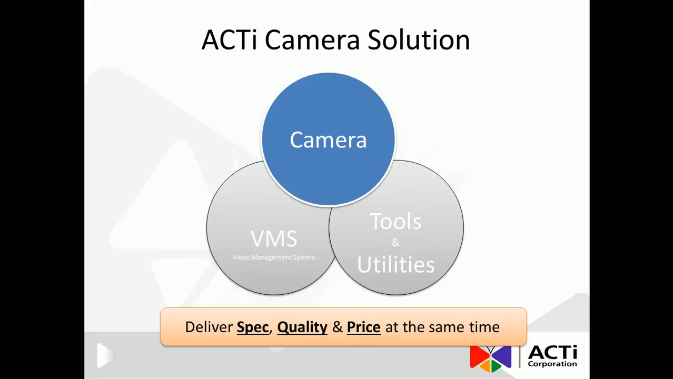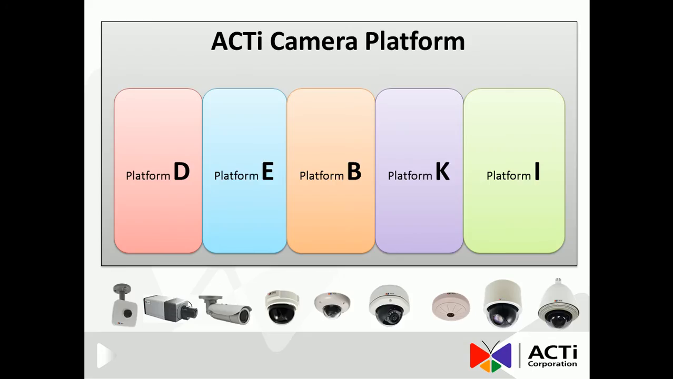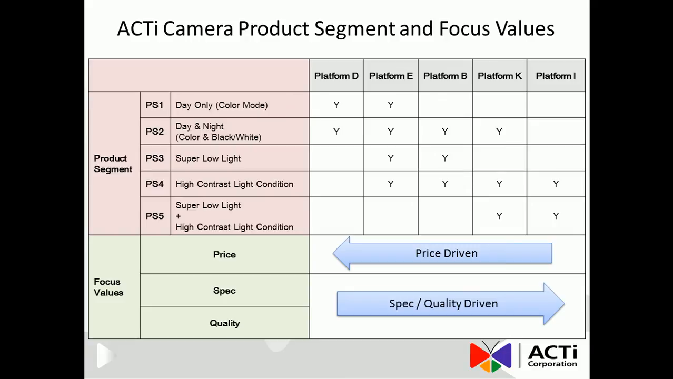Let's take a look at the camera first. In the camera offering, we have DE-BKI, and it represents a different segment from price to spec to quality, starting from D, E, B, K to I. And what's the difference? You can take a look at this table.